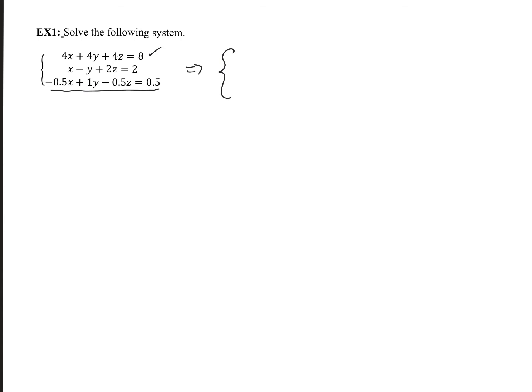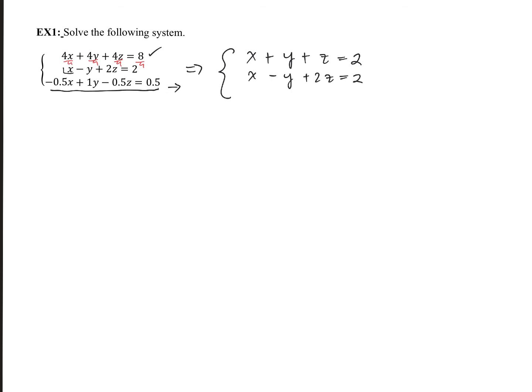So I'm going to divide the top one. I'll divide them all by 4. Once again, simplify if you can. So it'll be x plus y plus z equals 2. Oh, that looks way better. The middle one doesn't look like I can simplify it, so I won't.